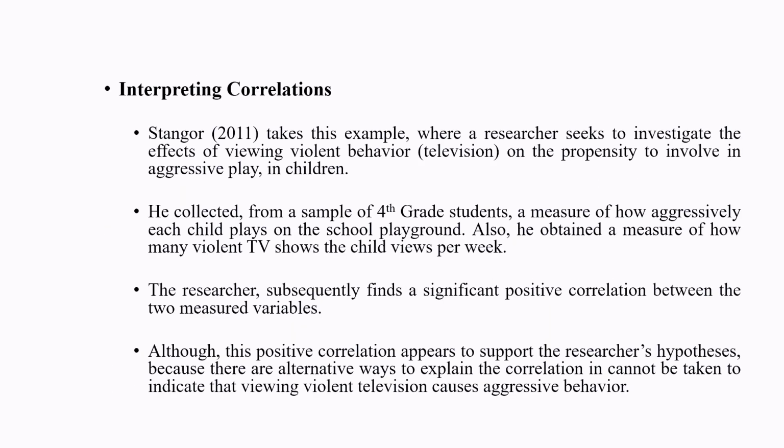How do we interpret? We talked about the R and R square and those kinds of things. How do you make sense of this data? So, Sanger takes this example where a researcher seeks to investigate the effects of viewing violent television on the propensity to involve in aggressive play in children. So, he is basically saying when children watch violent TV, that is what causes them to behave violently in the school playground, something like that.